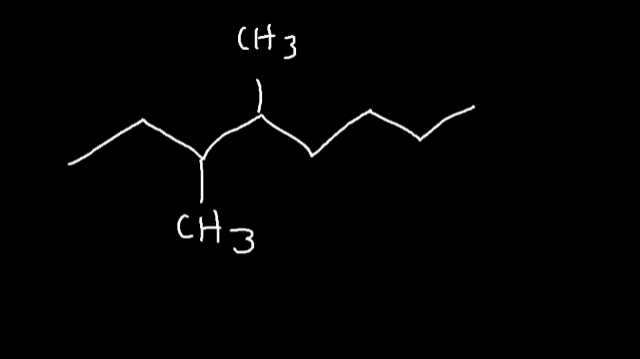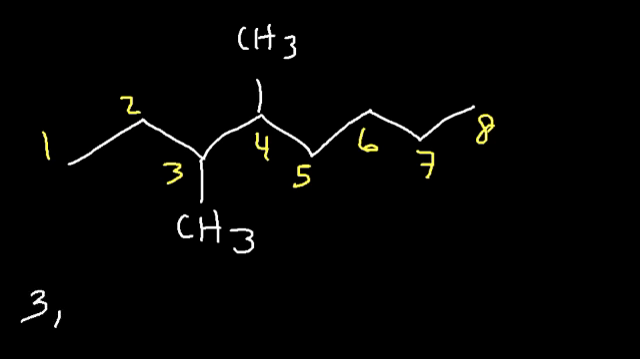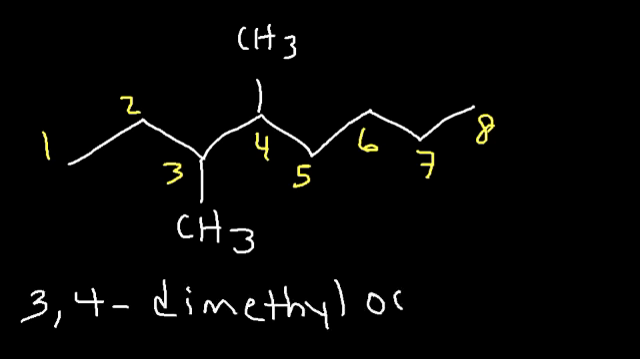Now what about this one? The longest chain has 8 carbons, and we have a methyl group on 3 and 4. So we have 2 methyl groups. So it's going to be called 3,4-dimethyloctane. So whenever you need to separate two numbers, use a comma, and use a hyphen or a dash whenever you need to separate a number and a letter.